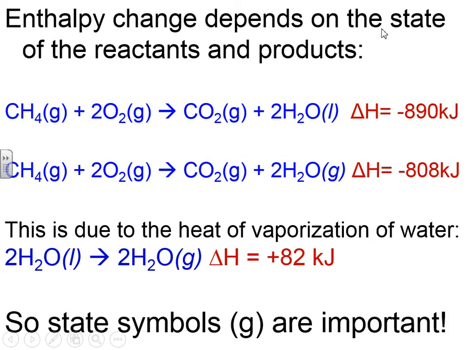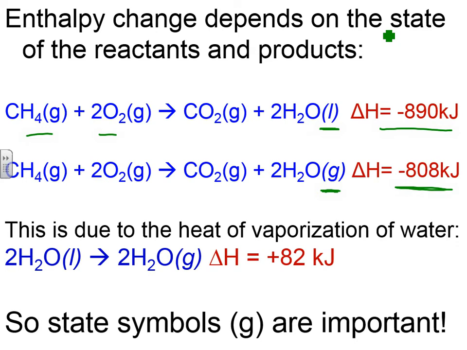Now, the enthalpy change depends on the state of the reactants and your products. So, for example, here we have a different reaction. This is methane combusting with oxygen to give you CO2 and H2O. The delta H for this process is negative 890 kilojoules. Now, if you take a look, here we have liquid water being produced versus gaseous water being produced. And this changes the delta H. Notice it changes the delta H by about 80 or so kilojoules.